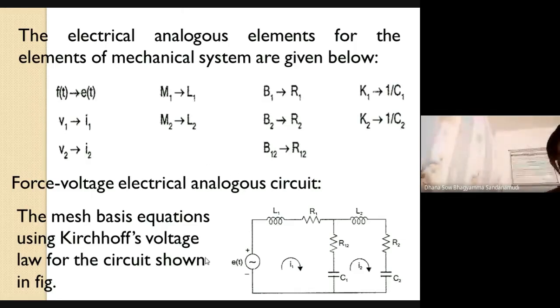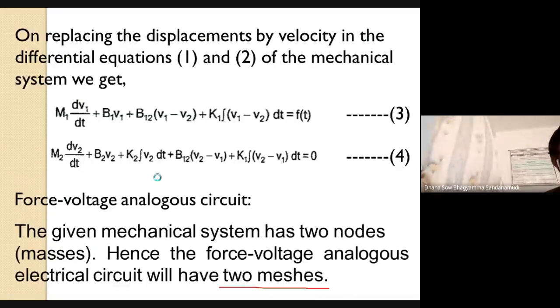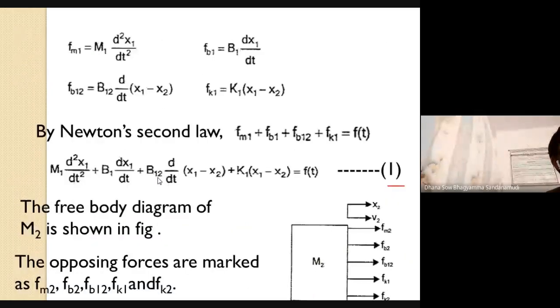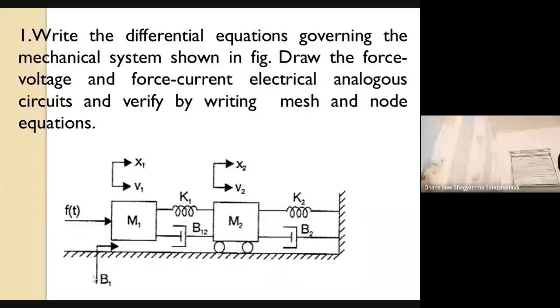Now there are two meshes. Why? Because there are two nodes in your mechanical system. In your electrical force voltage analogous circuit, there will be two meshes. So I will go to the mechanical system. I will draw the circuit here itself. I will erase all the ink so that you will have some clarity. You should have clarity, not myself. So here f of t is analogous to voltage. So let me draw voltage.